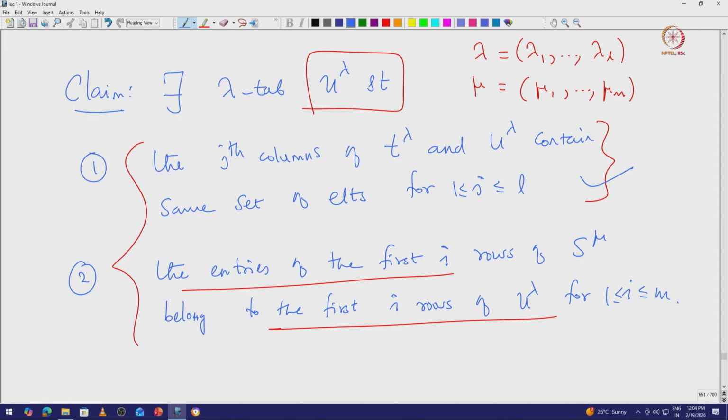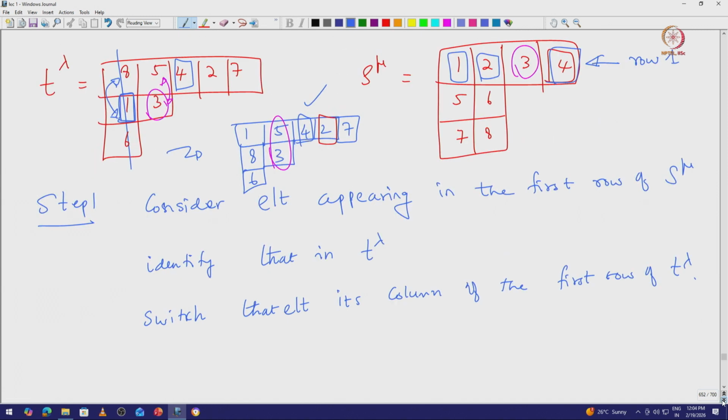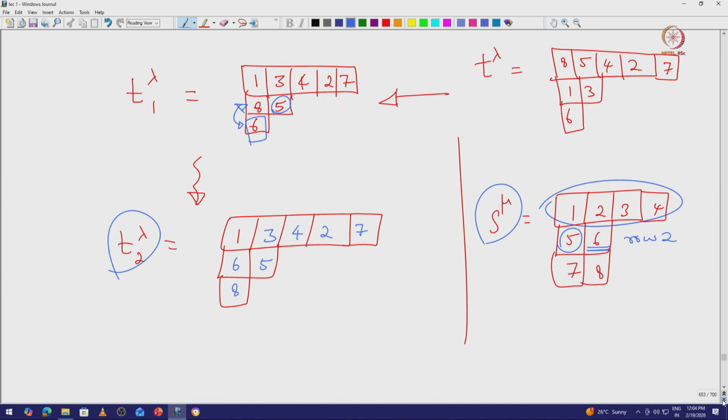And now we also made sure of the second hypothesis, that the entries of the first I rows of S mu belong to the first I rows of U lambda. So, you can see that T2 lambda satisfies both the properties. So, that way you can set U lambda to be T2 lambda. Now it is clear using induction that this can always be achieved, and that requires a little bit of proof. Maybe I will leave it to you to do that.